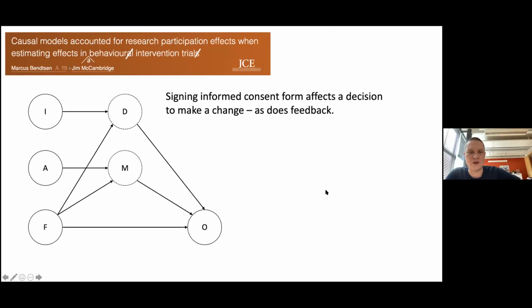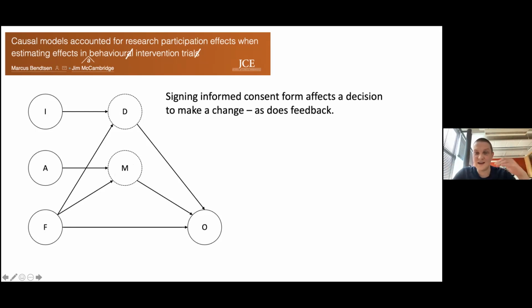Let's see, 52, great. I think this is my last slide, or next to last slide. We don't need to stop there, by the way. We don't need to stop at assessment only. So I had some evidence earlier that signing informed consent forms affects the decision to make a change. So why wouldn't I want to model that? The feedback now affects reflection, this mediator here, which affects the outcome. Feedback, I've decided, also affects the decision to make a change, which affects the outcome. But signing the informed consent sheet also affects the decision, which affects the outcome.